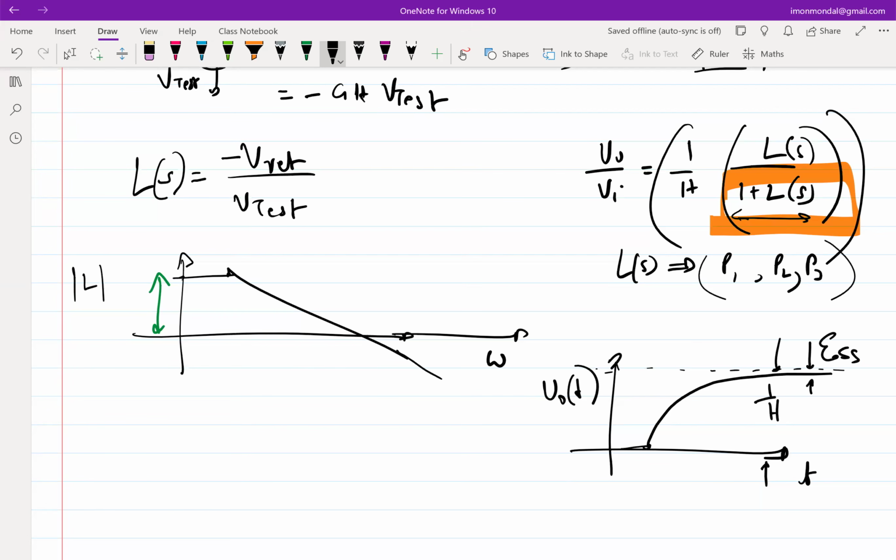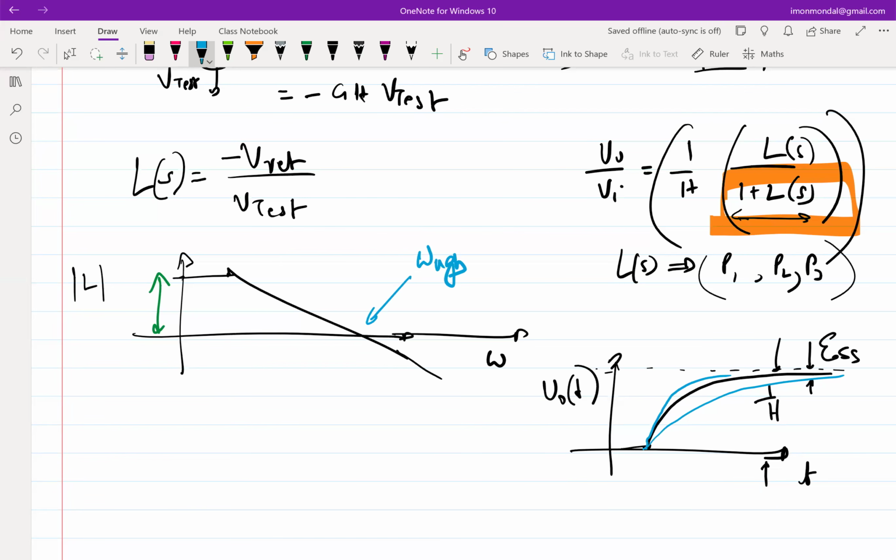Now, the other thing that we are looking for is we want this settling from here to the final output to be as fast as possible, not as slow as possible, right? So what determines that? We saw in the previous lecture that this is determined by the omega UGB, or the gain crossover frequency, right? Higher the omega UGB, faster the settling.